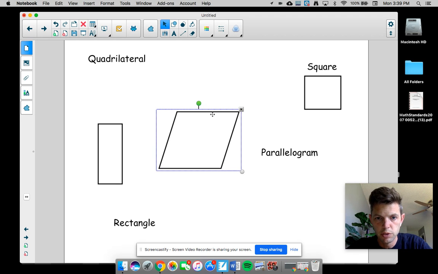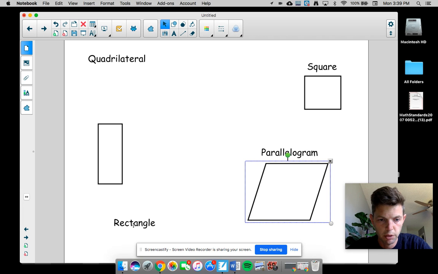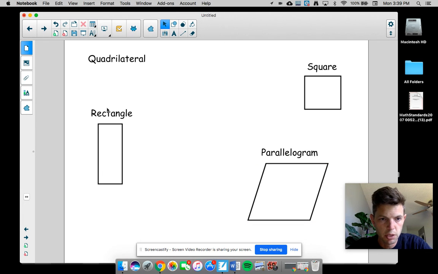And I'm going to move this one here because we've got a special kind of quadrilateral. And this one is here. So these are three different quadrilaterals, okay? They're a quadrilateral and other things, okay? So they can have more than one name.